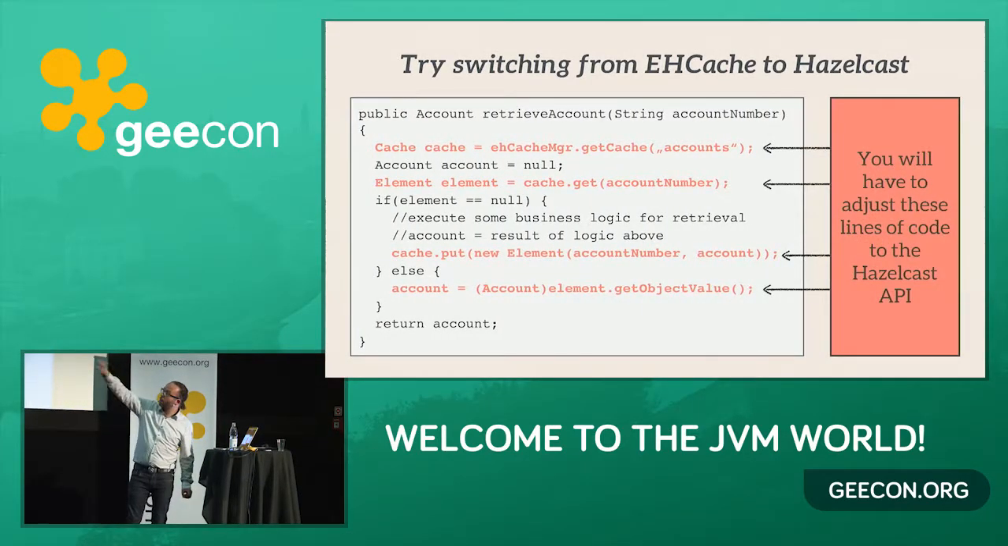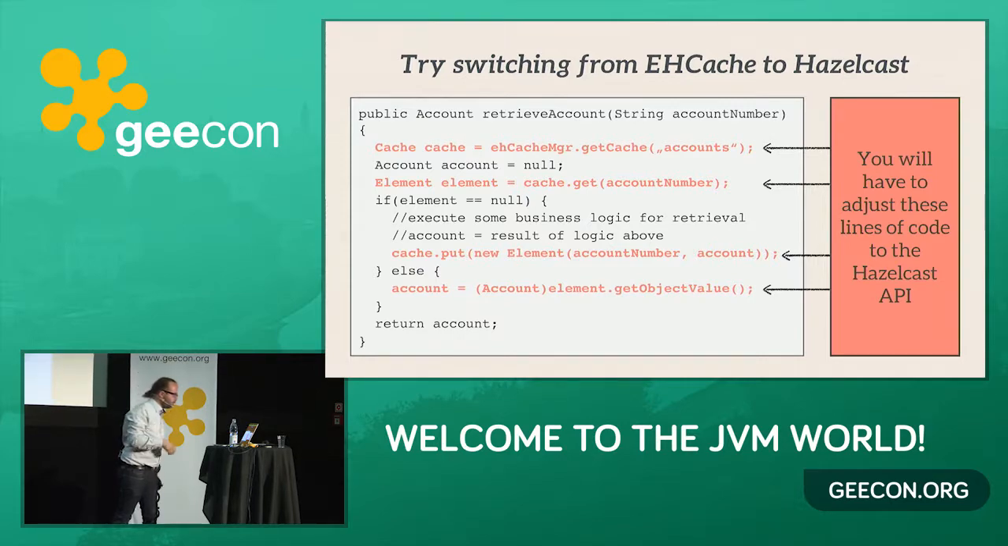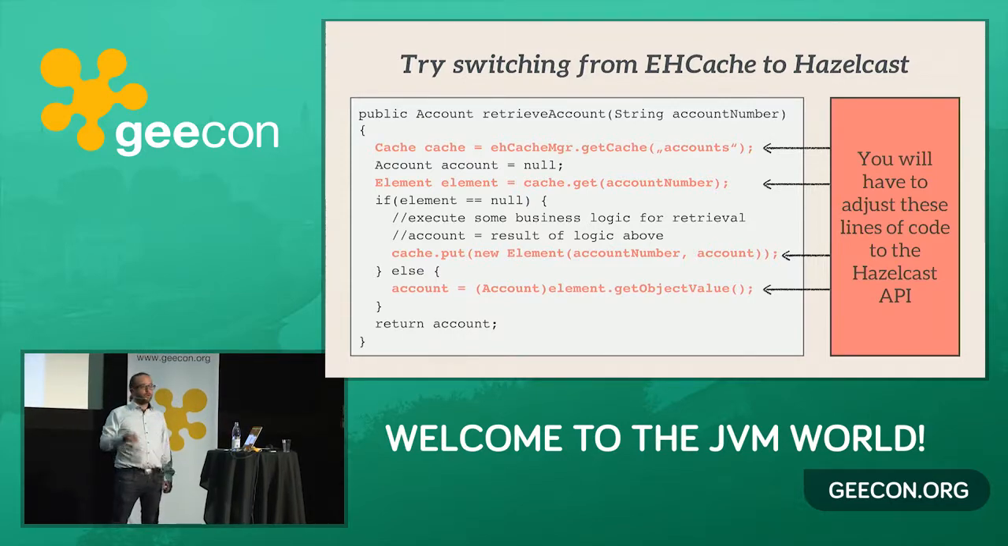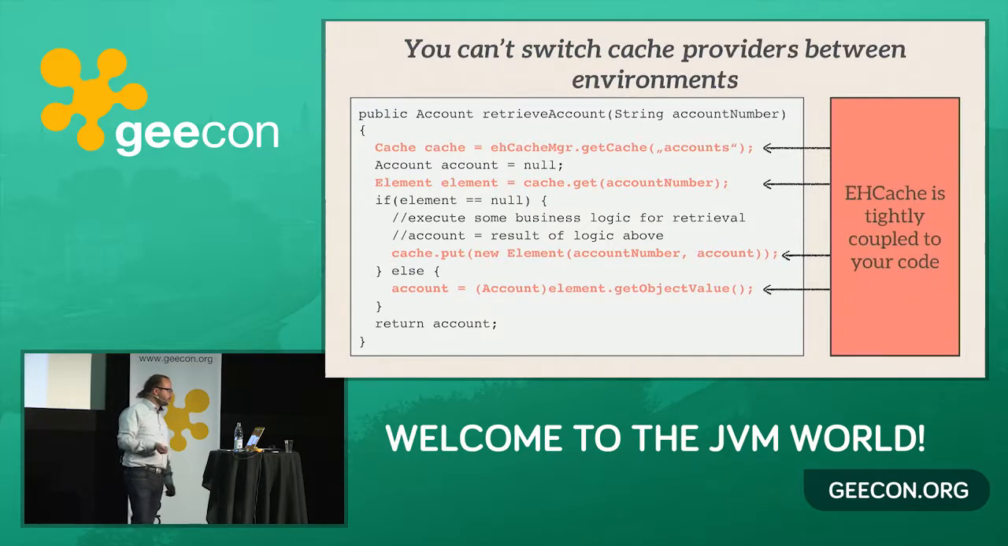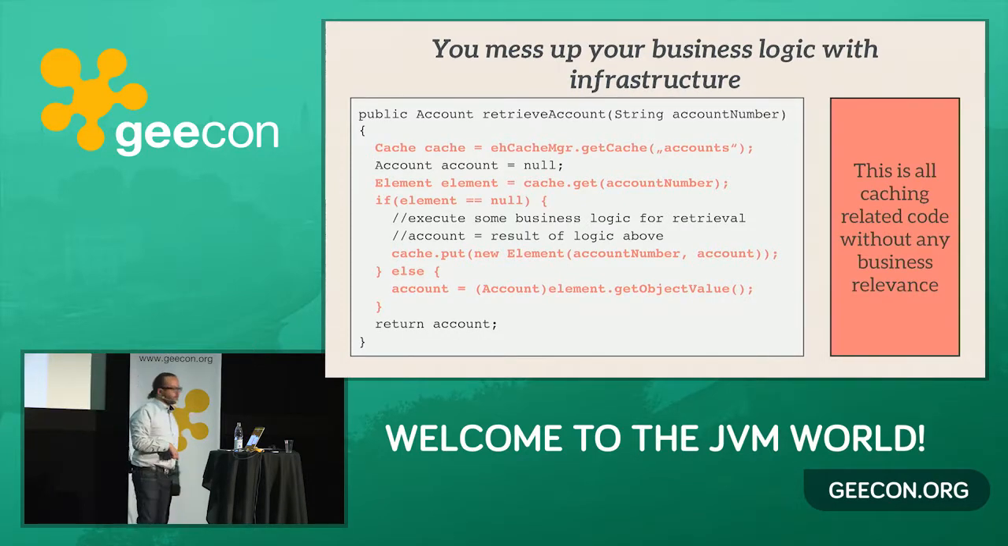And on all of those lines of code, we are having heavy ties to, for instance, the EHCache API. If I want to switch from EHCache to Hazelcast, I would have to address every single one of these lines of code, which is not the most pleasant task in the team, obviously. Now, you can't switch cache providers easily because EHCache is highly coupled to your code. And you obviously mess up your business logic with cross-cutting concerns with infrastructure like caching.